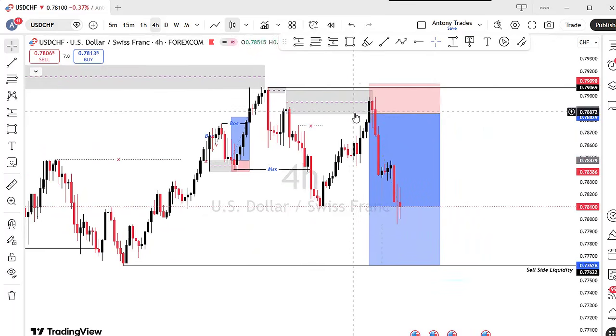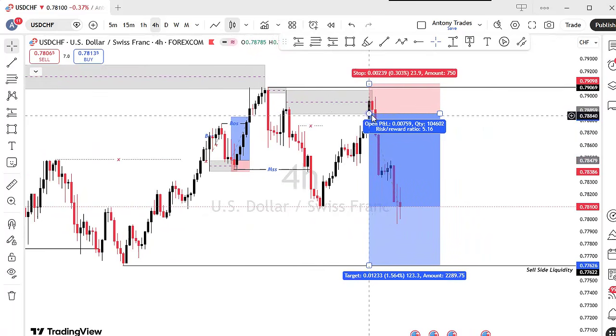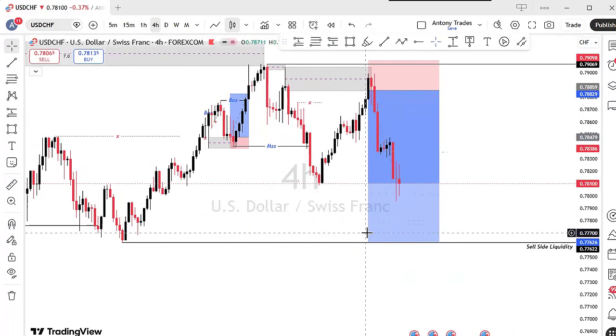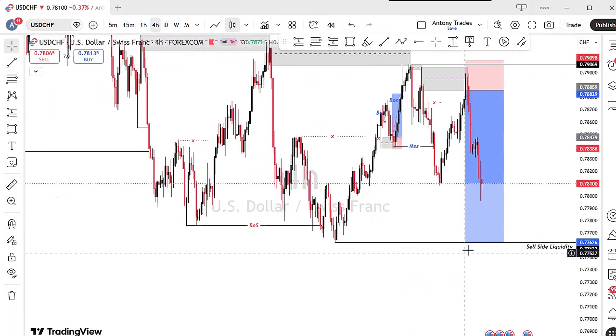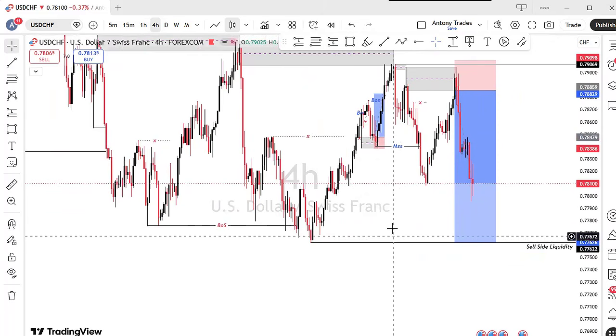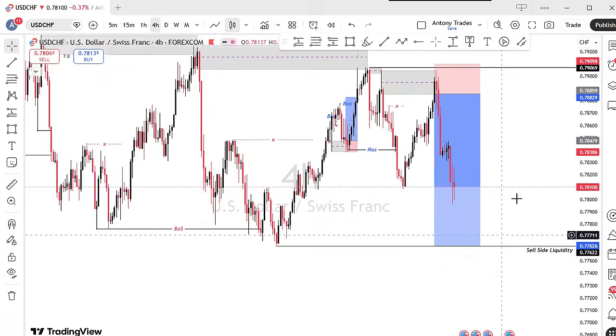And that is where I set my sell limit order here, stop loss above there, and the target is here because that is where this liquidity is resting next, and that is where we expect the market to come next.